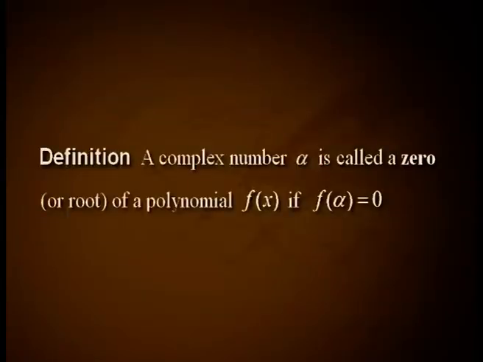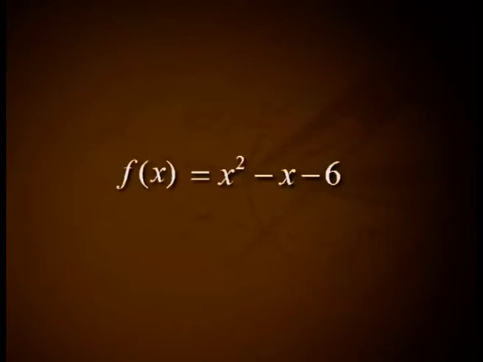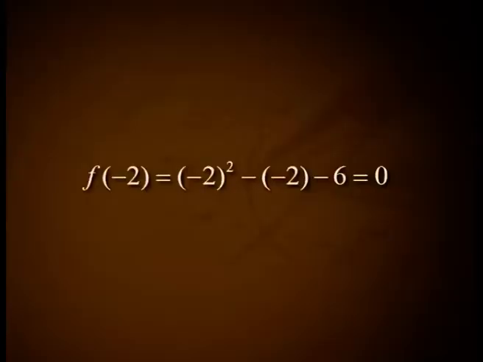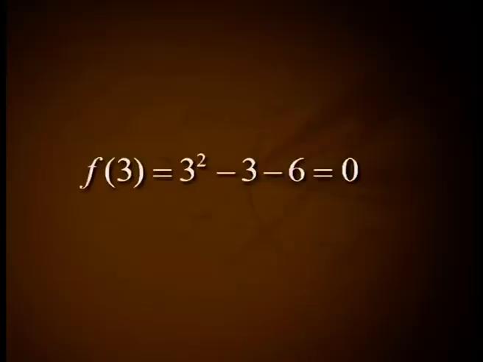Definition: a complex number alpha is called a zero or root of a polynomial f of x if f of alpha equal to 0. Example 1: f of x equal to x square minus x minus 6 is a polynomial of degree 2 with real coefficients. Minus 2 is a zero of the polynomial since f of minus 2 equal to minus 2 square minus minus 2 minus 6 equal to 0. 3 is another zero since f of 3 equal to 3 square minus 3 minus 6 equal to 0.